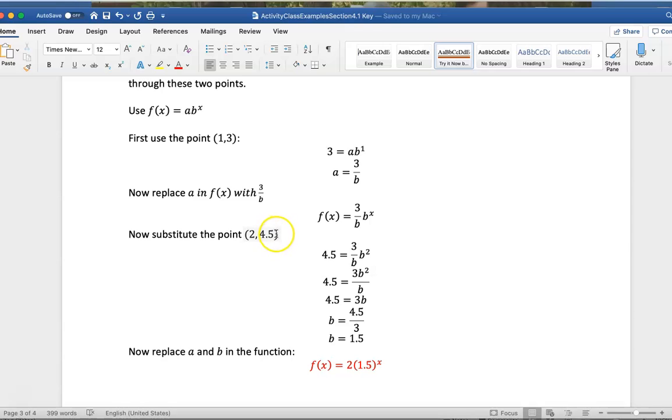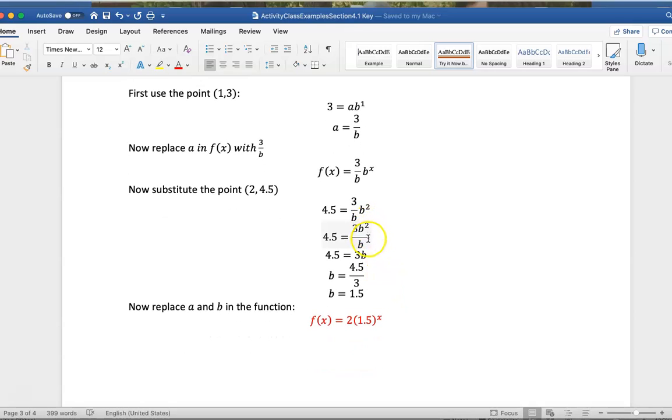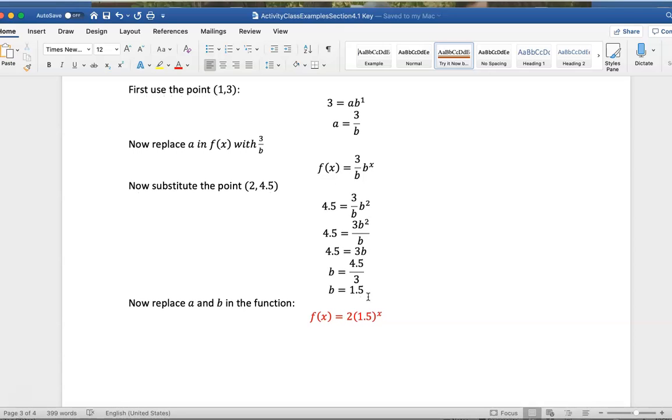Now we use the second point. F of x is 4.5 and the x is 2. Right here is 2. So I multiplied these so you could kind of see them. Got b squared on the top and b on the bottom. If you subtract the exponents, you end up with just b, or one of the b's cancels. Then we divide by 3, so we would get 4.5 over 3. I like the variable to the left. We divide it out, and we get 1.5.